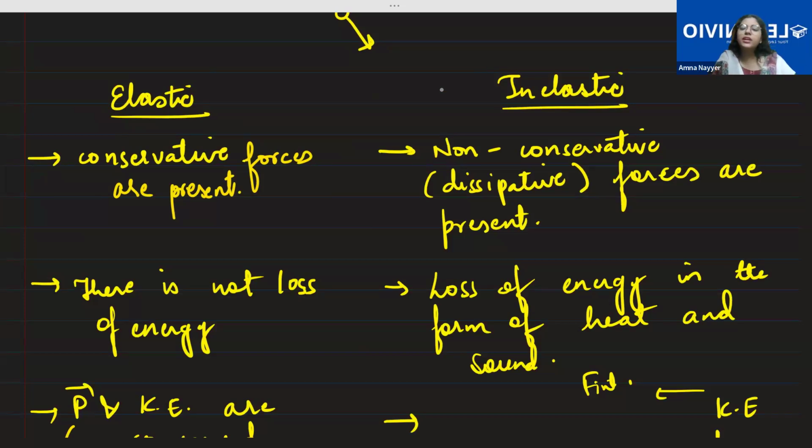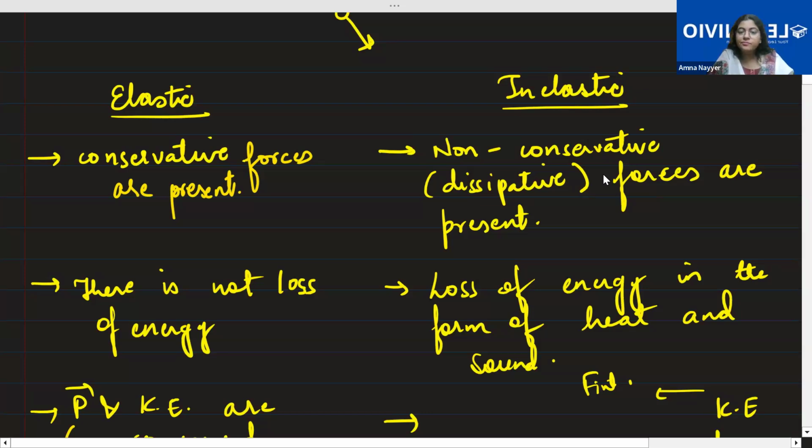First of all, conservative forces are present in the elastic, and non-conservative, dissipative ones are present in inelastic. Remember, in this chapter, before starting potential energy last weekend, we discussed conservative forces as the ones which depend only on the initial and final points. They don't depend on the path traveled, right? Whereas the inelastic one depends on the path traveled, and is dissipative in nature, dissipating in the form of heat and sound.